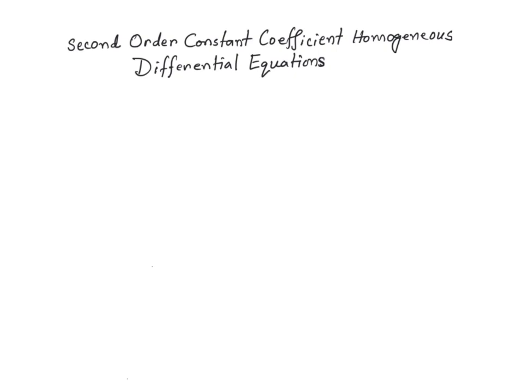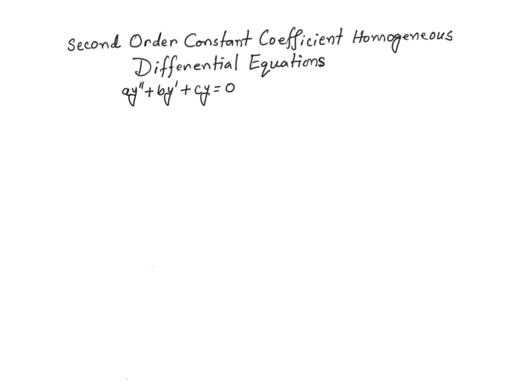In this video, I am going to talk about second order constant coefficient homogeneous differential equations. The general format for this type of differential equation is this: a times y double prime, where a is a constant, plus b times y prime, where b is a constant as well, plus c times y, c is a constant as well, is equal to 0.